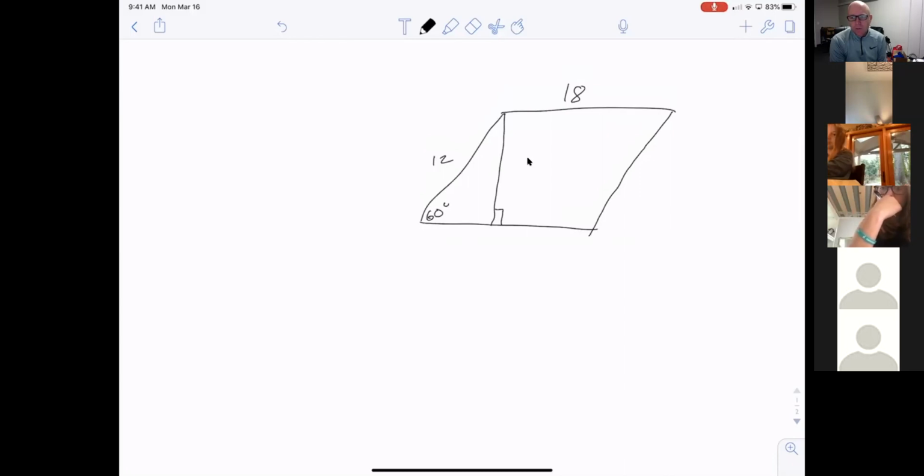Now, before I go any further, moving forward as part of our homework, you're going to have to turn in your notes.